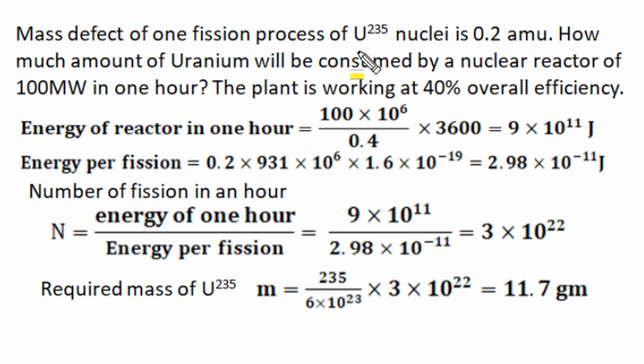In a fission process of uranium-235 nuclei, the mass defect per fission process is just 0.2 AMU. That means when a fission of one uranium-235 nuclide takes place, in the complete process 0.2 AMU mass gets converted into energy. We have to find out how much uranium will be consumed in a nuclear reactor which produces 100 megawatt power for 1 hour. Now the overall efficiency of this plant is 40%.